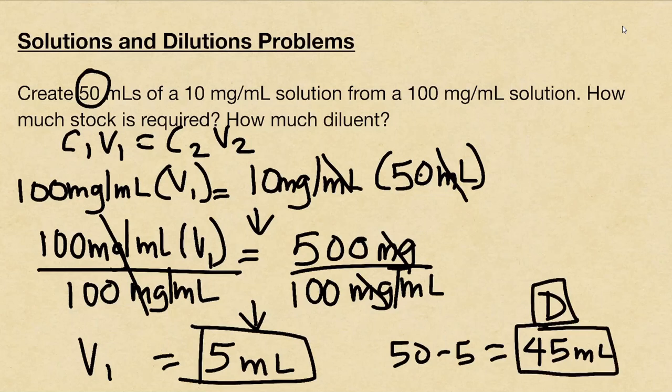This is my stock, and this is my diluent. Combined, your total final volume up here is 50 mLs. So everything should kind of check out. You can check your own math by going back and just saying, what was the original? What did I need to create? They wanted 50. I got 5 and 45. That totally adds up to 50. And you can cross-check your own work that way.